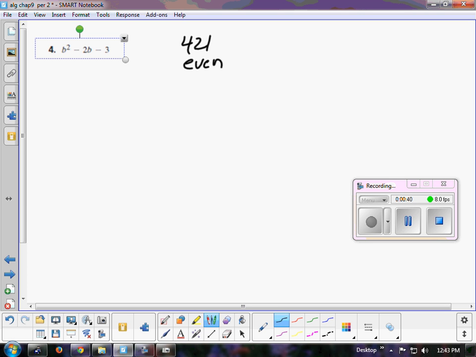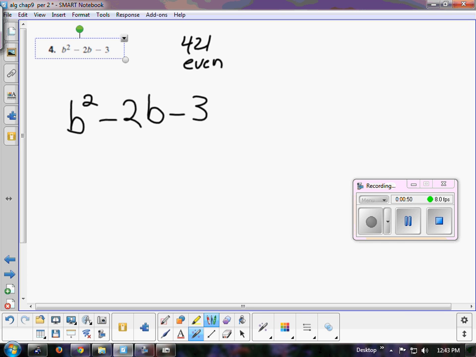Okay, what I'd like you to do is write the problem down. Now, what goes in front of the b squared? What's the coefficient on b squared? No, that's the exponent. What's the coefficient? What number is out in front of b squared? A 1. Okay, so put a 1 in front of there. Normally we don't put a 1 in front of there. We're just doing it for demonstration purposes, and we're recording this to help people out.